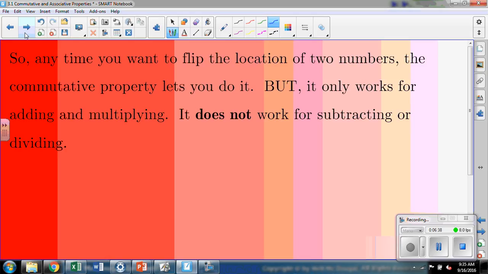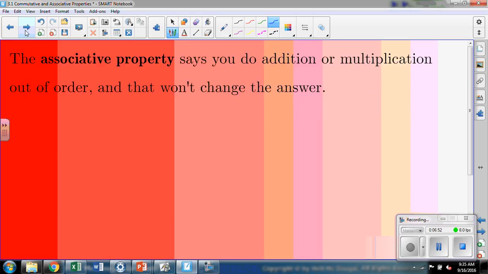All right, so just to reemphasize, as you asked your question, Michelle, the commutative property only works for addition and multiplication. It does not work for subtraction. It does not work for dividing. We can't flip those ones around.